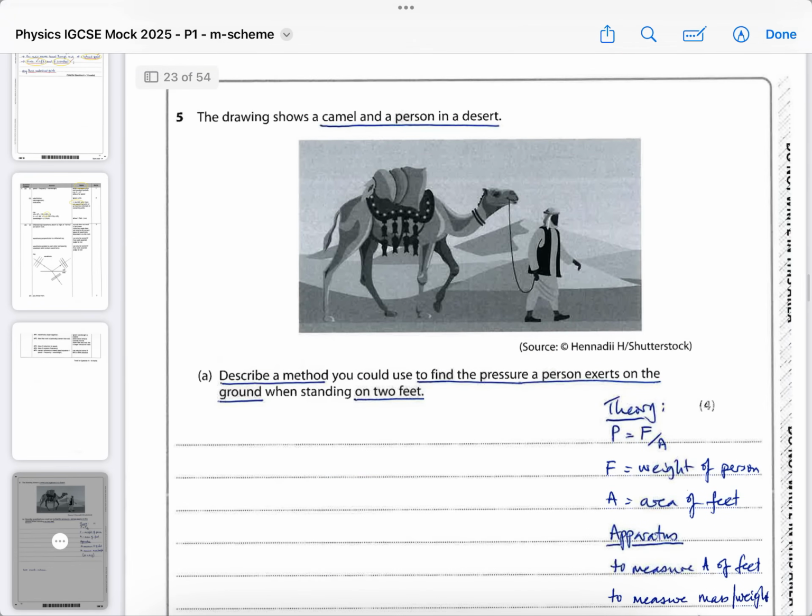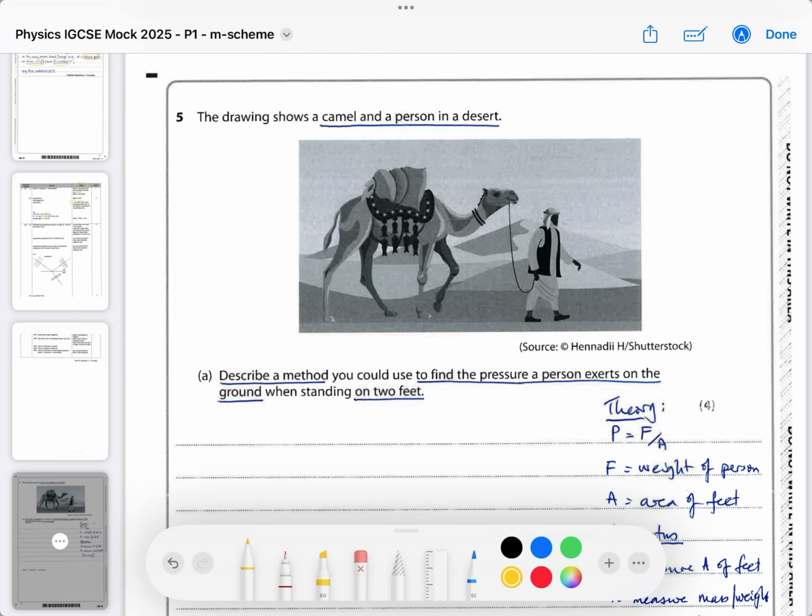Question 5 shows a camel. The drawing shows a camel and a person in a desert. So camels are well adapted to the desert. They've got big feet. Describe a method you could use to find the pressure a person exerts on the ground, standing on 2 feet. Yes? So remember, the theory is, pressure when you stand on your feet is force, which will be your weight, divided by the area of your 2 feet, because they're wanting you to talk about the pressure when you're standing on 2 feet.